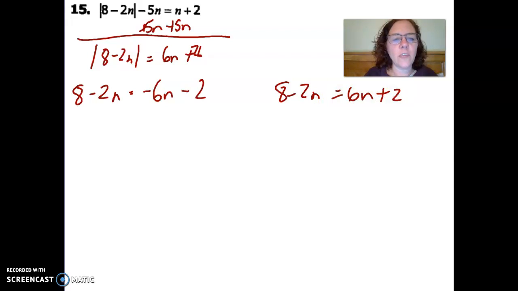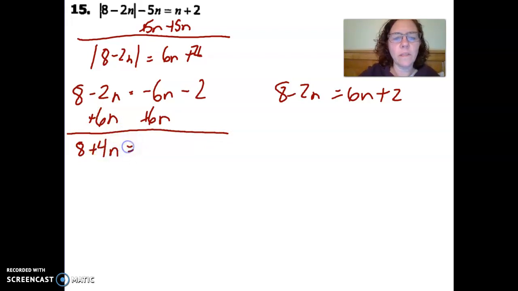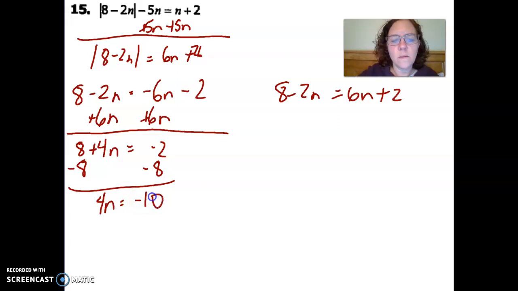Okay, let's solve each of those. So on the left, I'm going to choose to add 6n. I want my variable to be positive. That's just a little bit easier to work with. And now I'll subtract 8 to move it away from the n. And divide both sides by 4. Negative 10 over 4, which will simplify because 2 goes into both of those, negative 5 over 2.